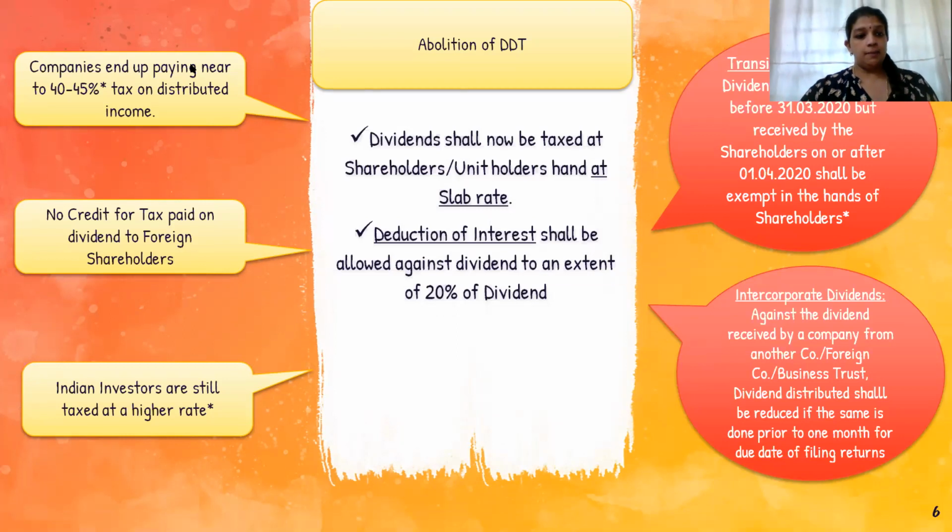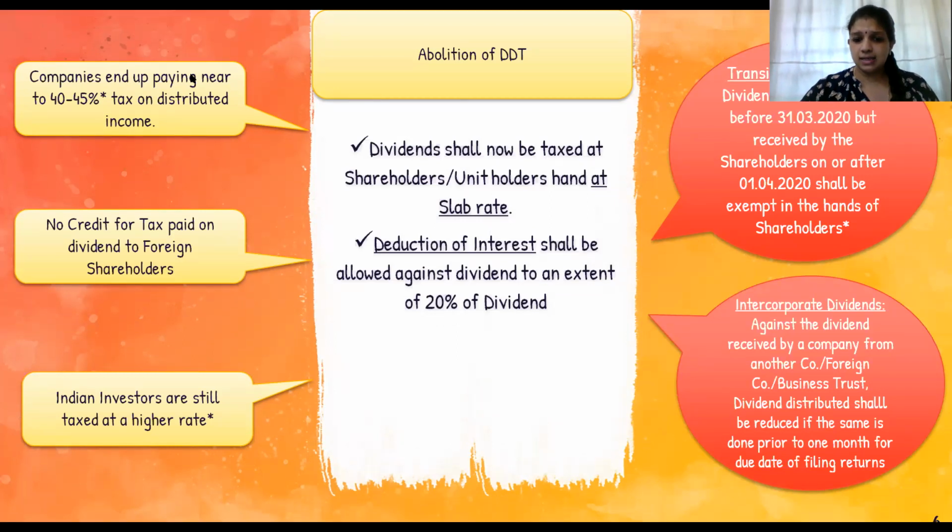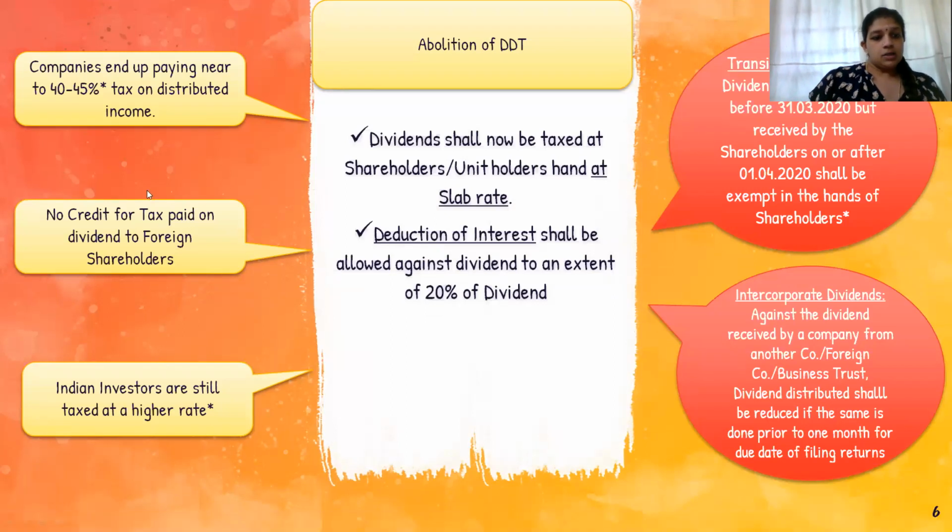The second point is no credit for tax paid. That is, DDT was never treated as a tax paid on behalf of the shareholders in the case of foreign investors. So, in the Indian scenario, for the Indian investors, any income on which DDT was paid shall be exempt in the hands of the investors. But in the case of foreign investors, that was not the scenario. So these were the issues with the DDT.